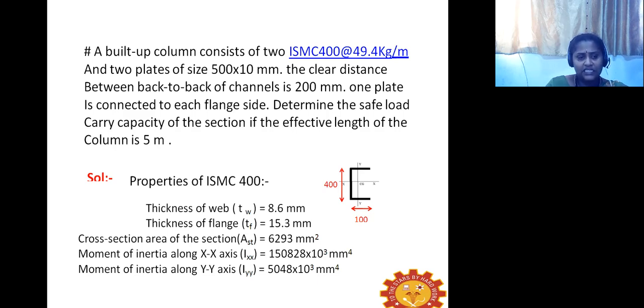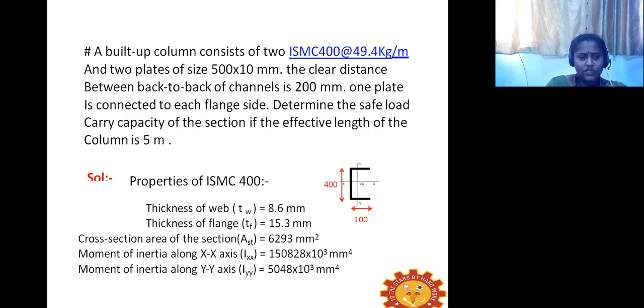The clear distance between the back to back of channels: the channels are placed back to back. Two channels have been selected and they are placed back to back at a clear distance of 200 mm in between. One plate is connected to each flange side.